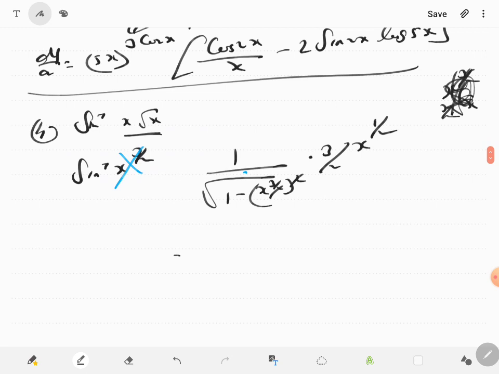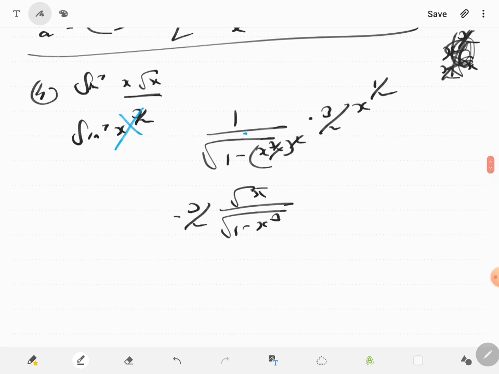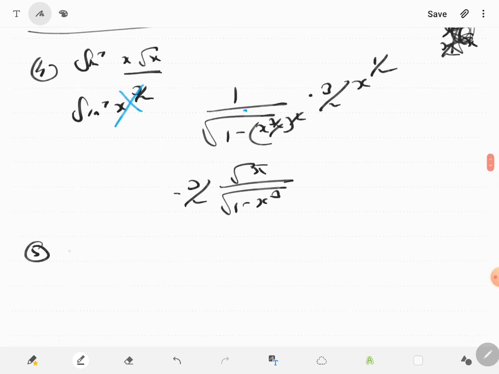Coming back, this can be written as 3 by 2 into root x by root of 1 minus x cube. So that's about it. So let's go to the fifth question.